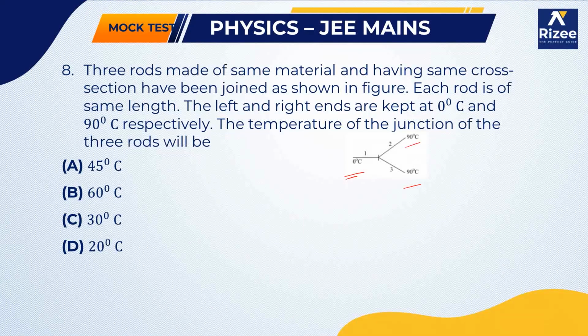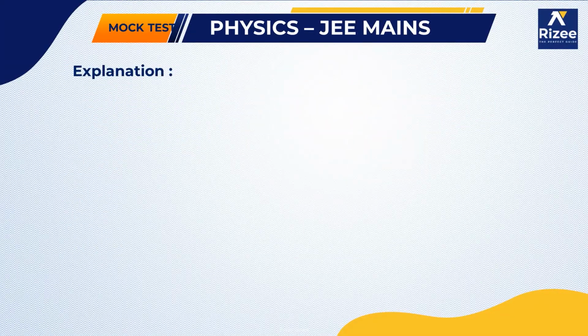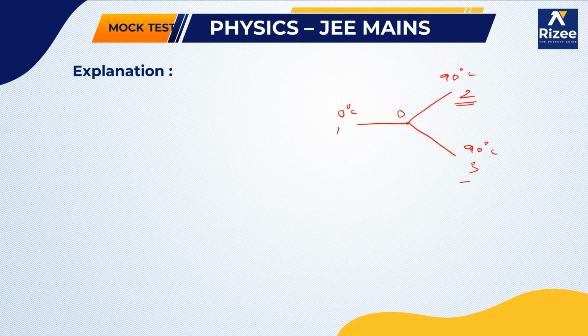So this is your first rod, this is the second one, and this is the third one: 1, 2, and 3. Rods 2 and 3 are maintained at 90 degrees centigrade, and rod 1 is maintained at 0 degrees centigrade. Let me take the junction as some point O. So 2 and 3 are at higher temperature and 1 is at lower temperature, so heat starts flowing from 2 and from 3, and they both combine here.